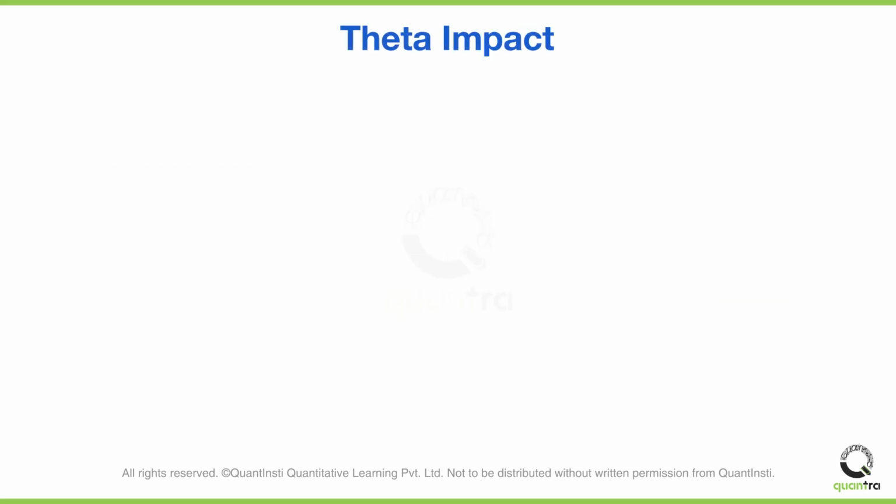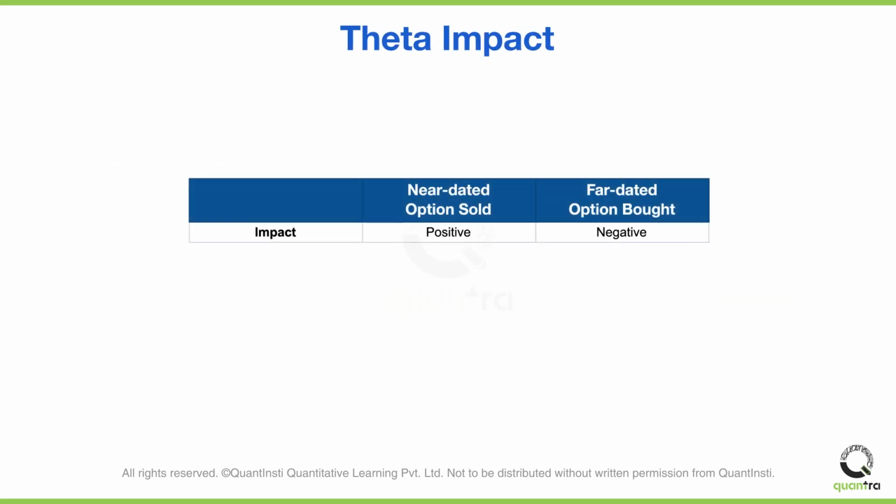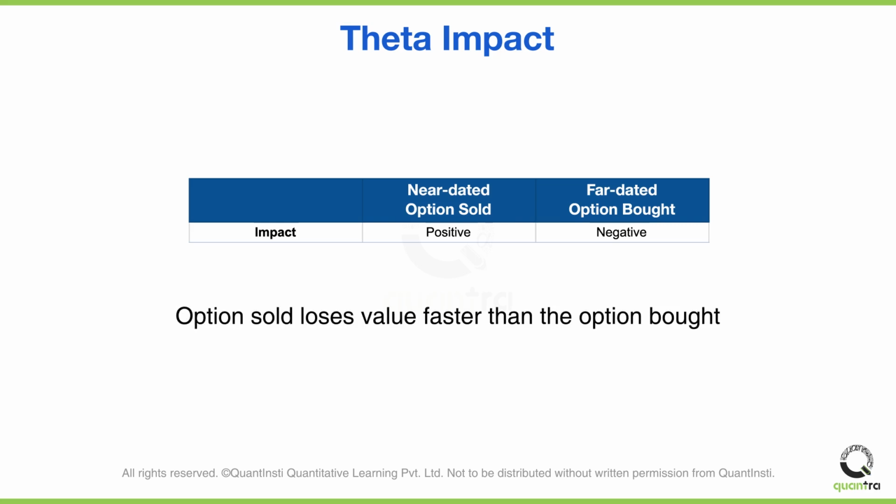To understand the third scenario, you need to know the impact of theta on a long calendar spread. Near-term options will generally have a higher sensitivity to theta compared to longer-term options, and secondly, short positions have a positive impact from theta. The option that we sold is losing value faster than the option that we bought, so overall, it has a positive impact on the long calendar strategy.